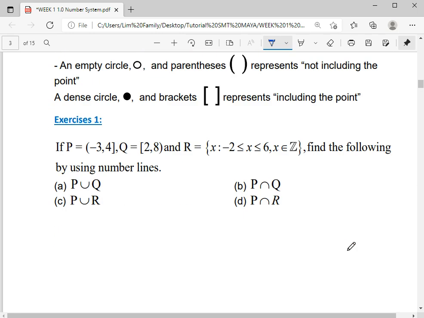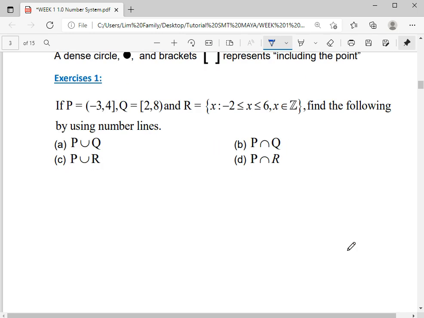So we can see one example here. For P, it is negative 3 until 4, where negative 3 is not included and 4 is included. For Q, it is 2 until 8, so 2 is included and 8 is not included.